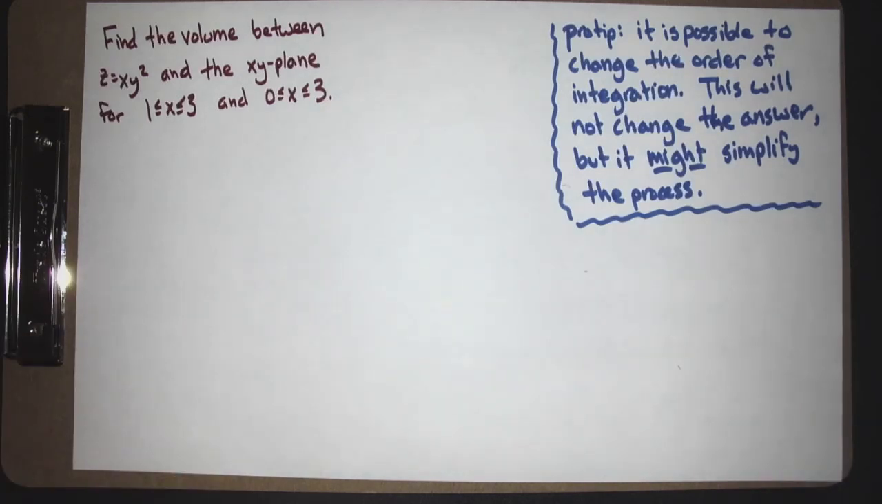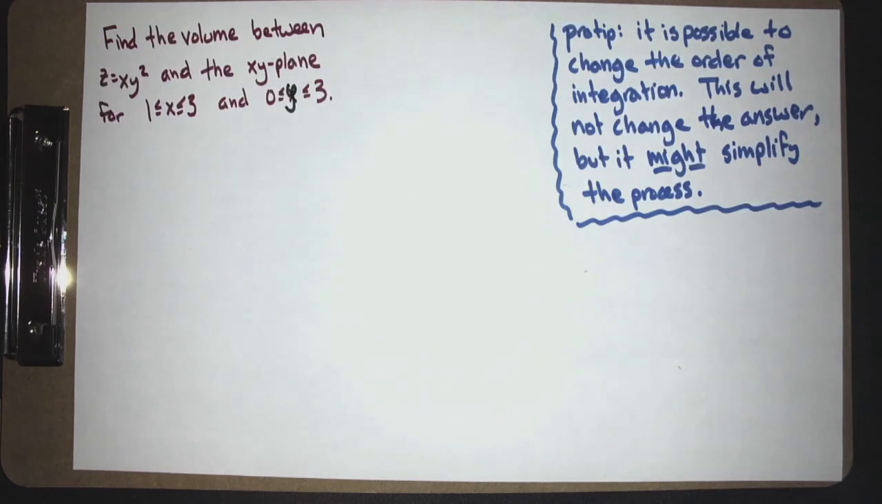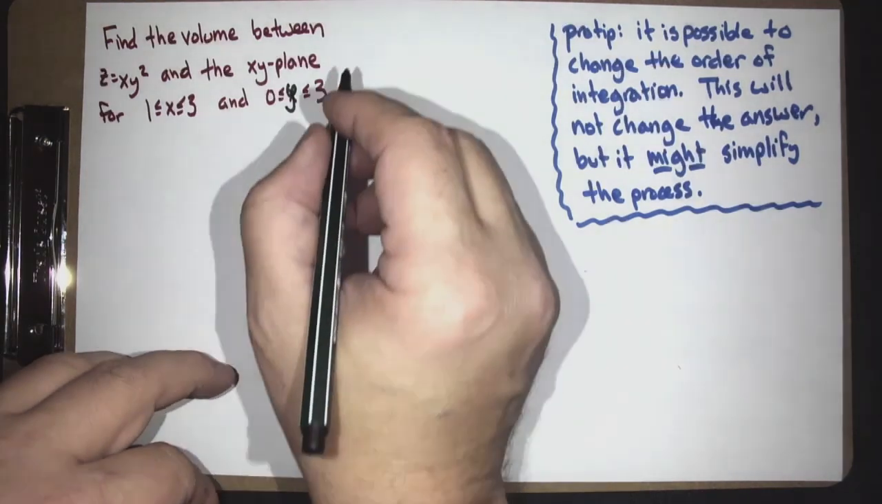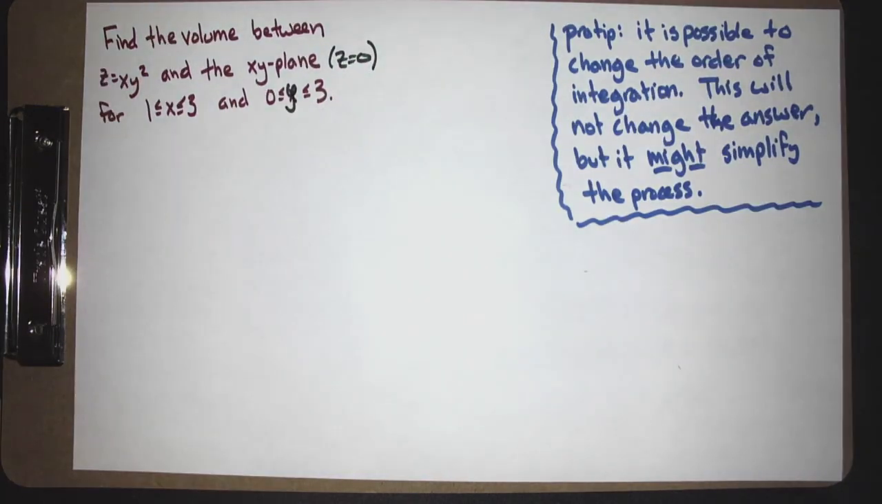All right. So that was the comment in the upper corner. It doesn't change the answer, but it might simplify the process. So let's do this one together, and then I'll give you one to do by yourselves. So our together one. Find the volume between z equals xy squared and the xy plane for x from 1 to 3. Oh, and it should have said 0 less than or equal to y less than or equal to 3. That's a typo. What's another name for the xy plane, by the way? Z equals 0. So if you see xy plane, it's just code for saying z equals 0.